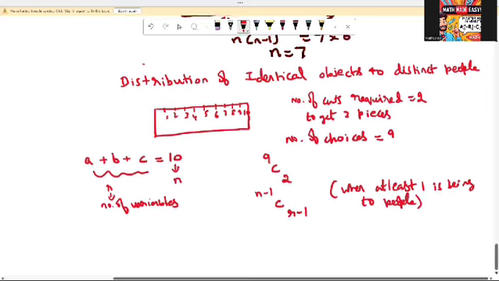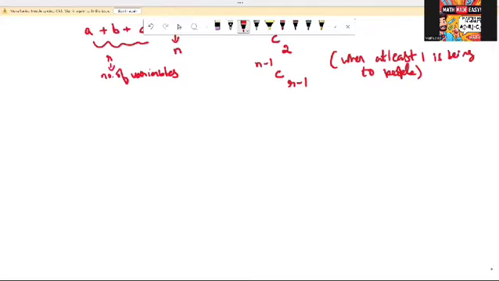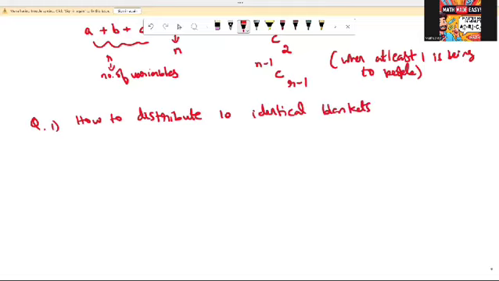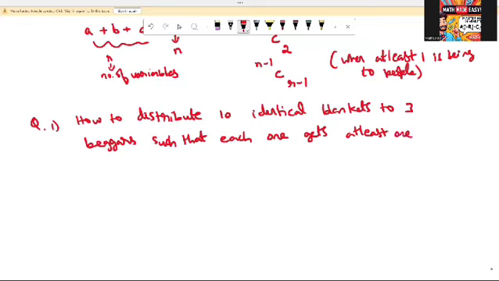Okay. So now we shall see some questions based on this idea. Question 1. How to distribute 10 identical blankets to 3 beggars such that each one gets at least one blanket.